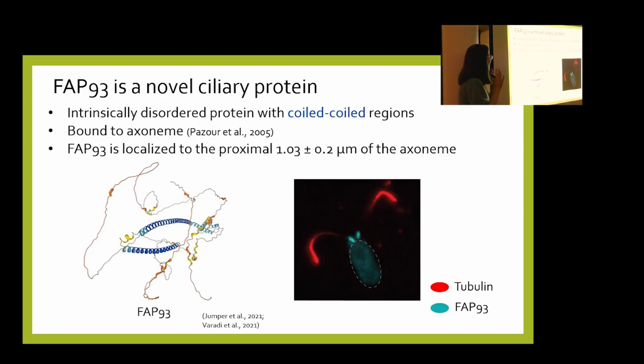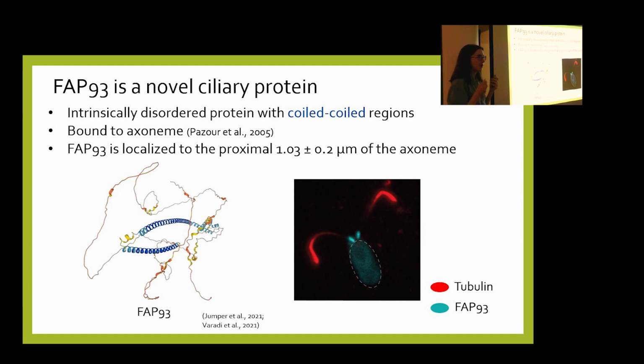In the Alfred lab, we use Chlamydomonas reinhardtii to study a novel ciliary protein called FAP93. And FAP93, or flagellar-associated protein 93, is a very highly intrinsically disordered protein with some coiled coil regions. And so the predicted protein structure of FAP93 is shown here, where those coiled coil regions are in dark blue.